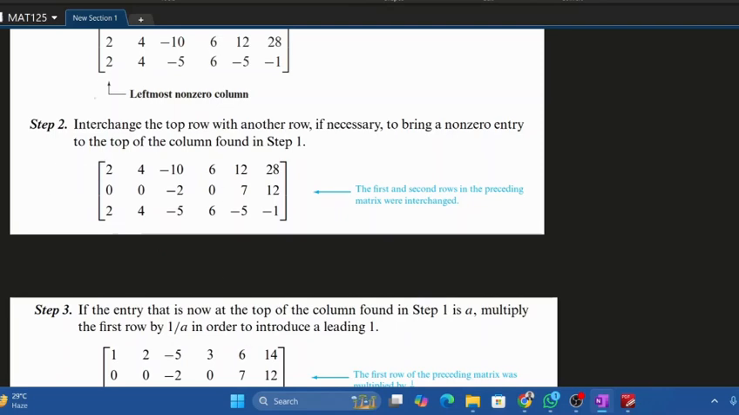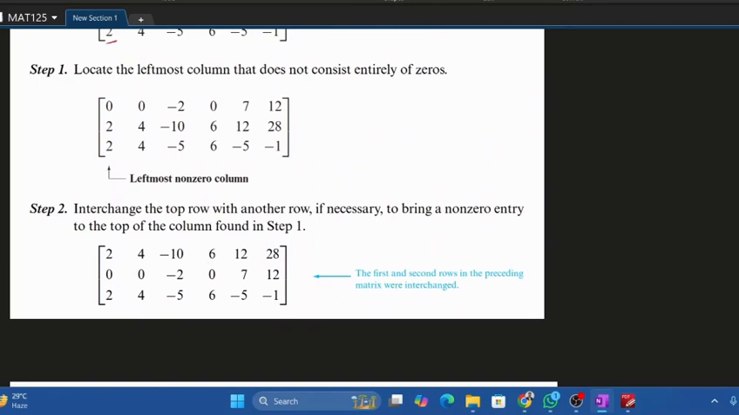But if we had 0 here, for example, if we skip step 2 and want to proceed with this, then we cannot bring 1 here, because if we divide it by 2, nothing happens. This remains 0. This does not become the leading one, right? We cannot divide it by 0. So 0 by 0 does not make any sense. That's why we have to do step 2, to ensure that we have a non-zero number on the top.